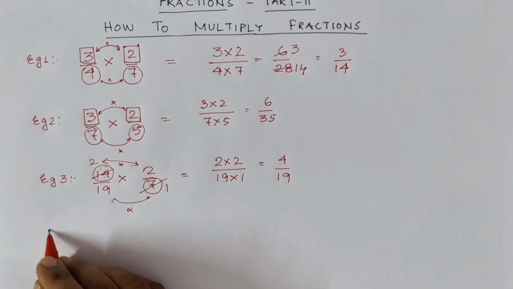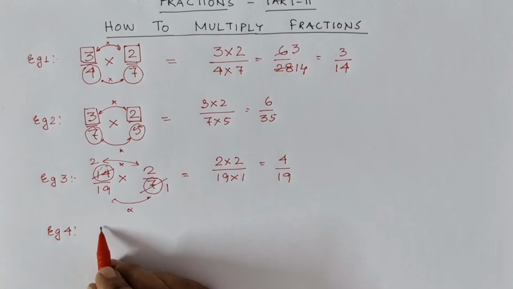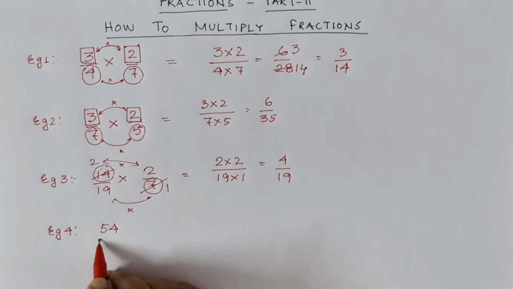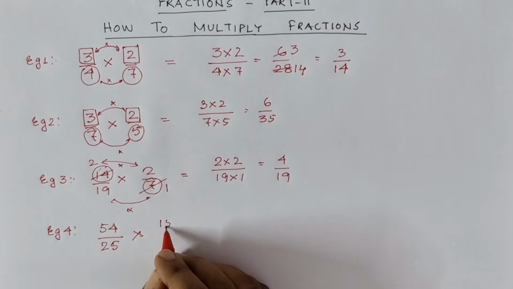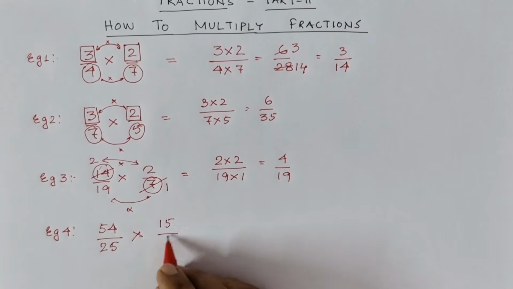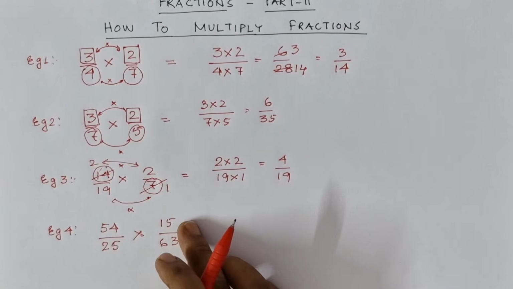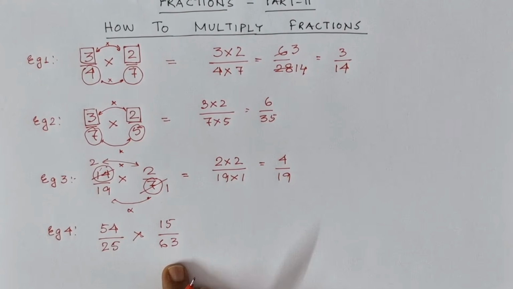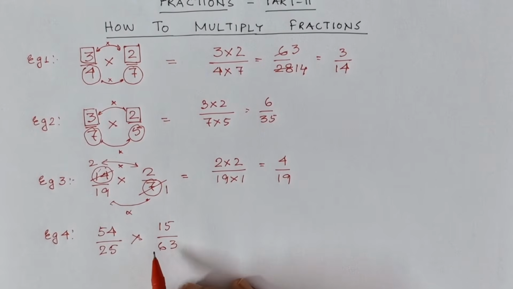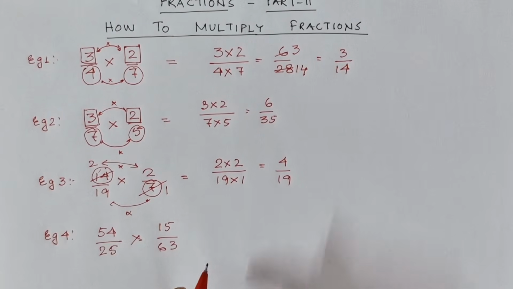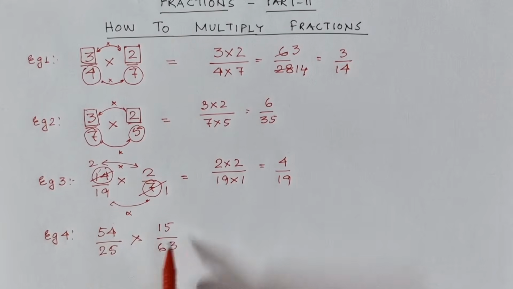Example 4. Now if you have a bigger number, let's say 54 and 25, right? So let's do another example where cross cancellation is required. See, if I multiply, it would have been 54 multiplied by 15 divided by 25 multiplied by 63. Now it is always a better and more efficient way to do this multiplication of two fractions if you cross cancel before it. So try to find out the common factors between the numerators and the denominators.